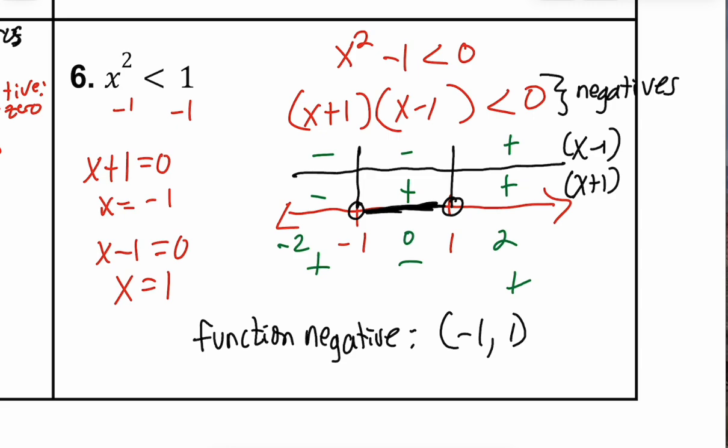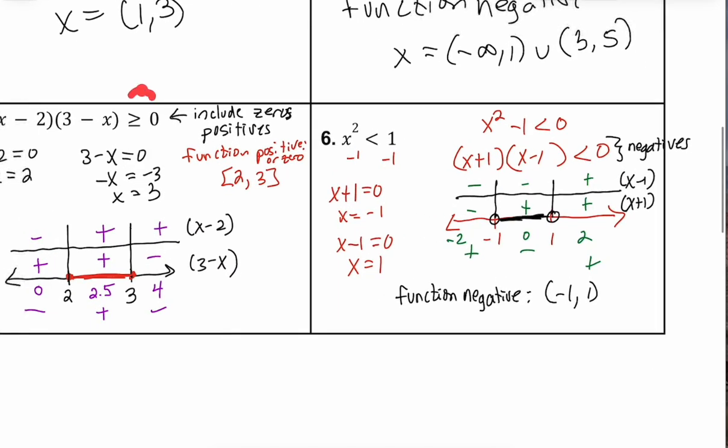Let me remind you, if the equal to is in the problem, like if there's a little equal to, make sure to include the zeros with a bracket, otherwise not. If it says greater than 0, numbers are greater than 0 when they're positive. If it says less than 0, numbers that are less than 0 are negative. So that's all you're looking for. If it's greater than 0, you want the positive regions. If it's less than 0, you want the negative regions. So just always remember that, greater than 0 or the positives.